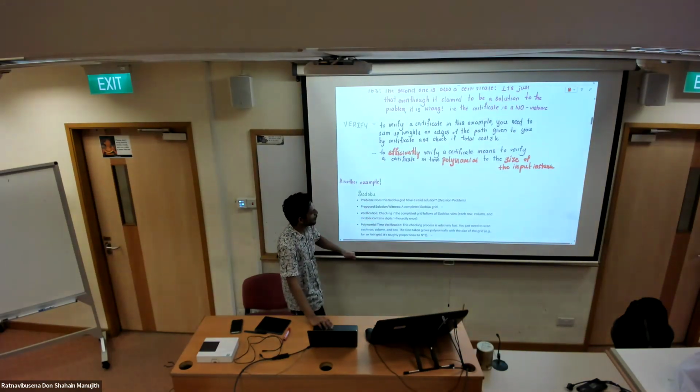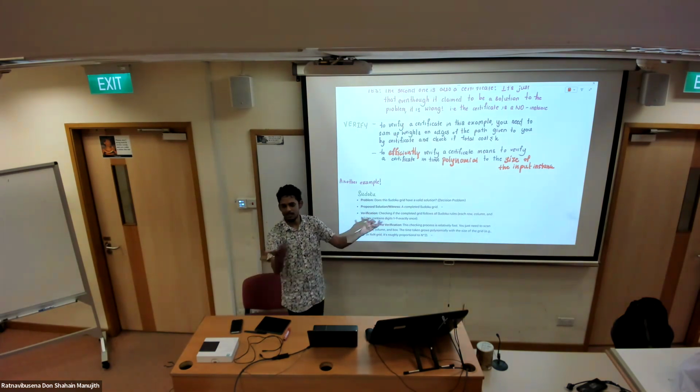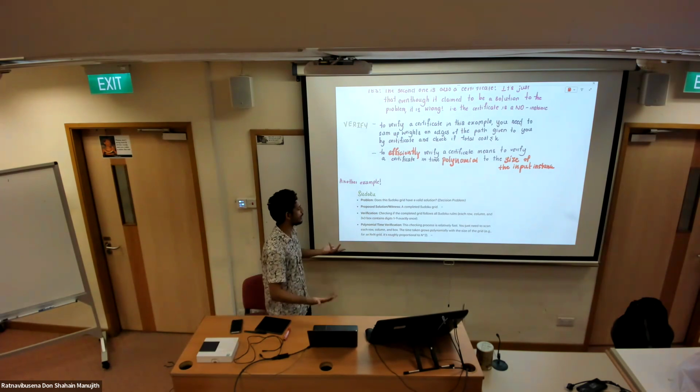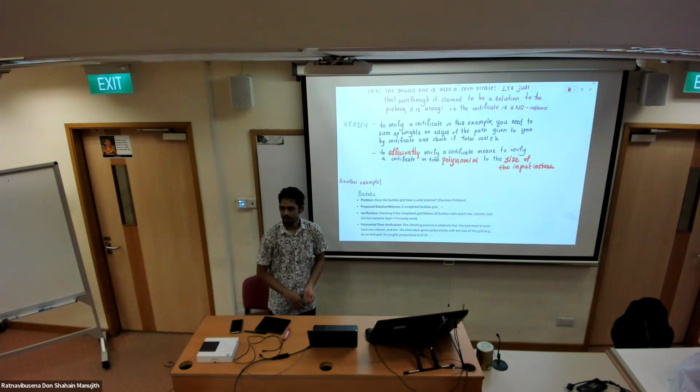The proposed solution or witness, which is a certificate, is some completed Sudoku grid, right? We don't know if it's valid or not. Some certificate to the problem, something that claims to be a solution. Verification: you check if the completed grid follows the Sudoku rules. That's the verification. Okay?